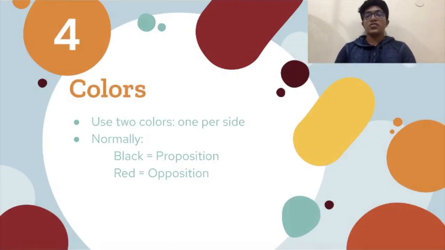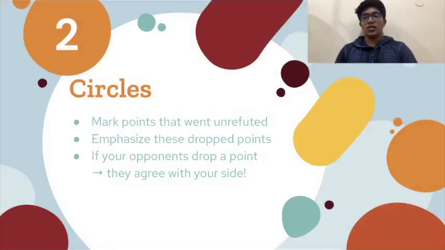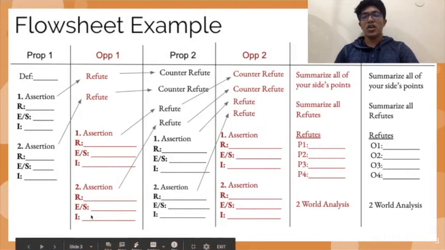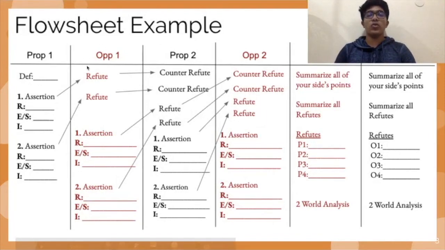And then the fourth tip is to use colors. Use two colors, one per side. Normally you have black for proposition and red for opposition. If you look at our flow sheet example, you might have noticed that it was black for proposition and red for opposition. That's a super easy way to remember which side is which and will allow you to keep track of things during your speech itself. Because if everything is in the same color, it's all going to blend together. So when you're looking up and down from your judge back to your paper and back to the judge while giving your speech, you're going to forget where you are. So you can use these different colors in order to mark things differently. And again, you can use more colors than that if you want, but it's advisable to use highlighters at that point.